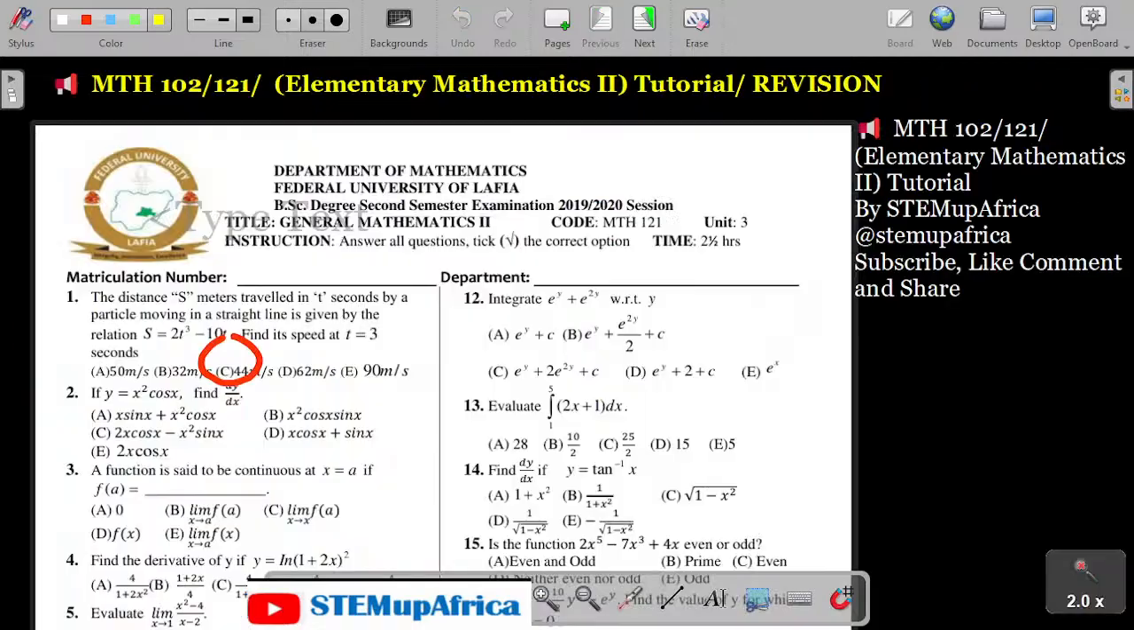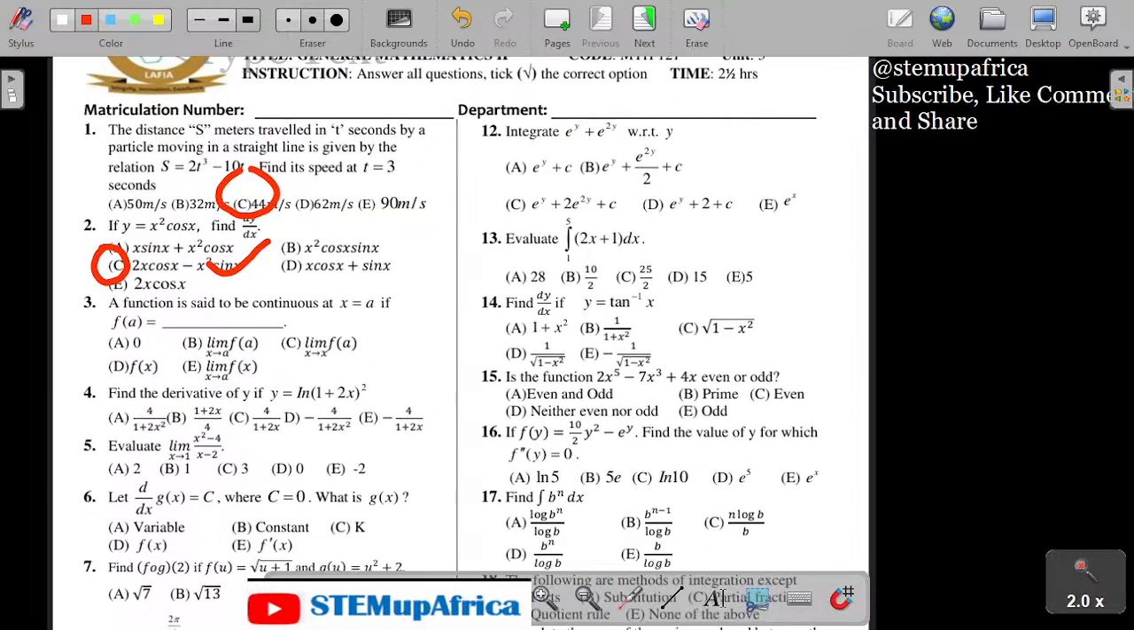Let's check that out. 2x cos x minus x squared sine x satisfies option C. So let's look at question 3. Question 3 says a function is said to be continuous at x equals a if the limit of f of x as x tends to a is giving us f of a, which satisfies option E.